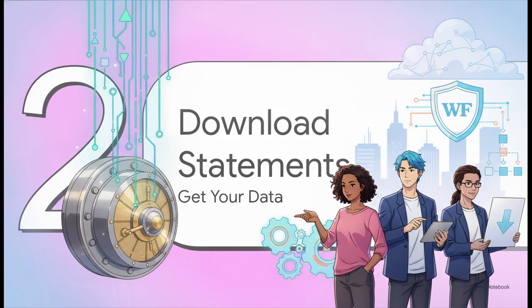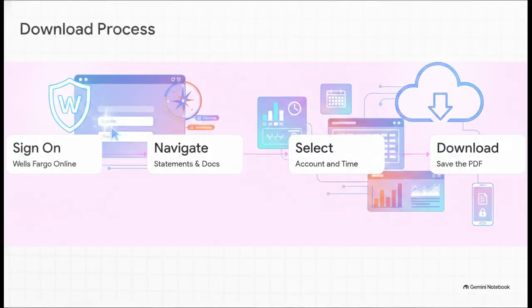Moving right along to Section 2, downloading Wells Fargo statements. Let's actually go get your data. Okay, so here's the exact path you need to follow. First, securely sign on to Wells Fargo online. Once you're on your dashboard, head over to the menu and click Statements and Documents. From there, use the drop-down menu to select your specific account and the time period you want. Finally, just hit that download icon to save the PDF.